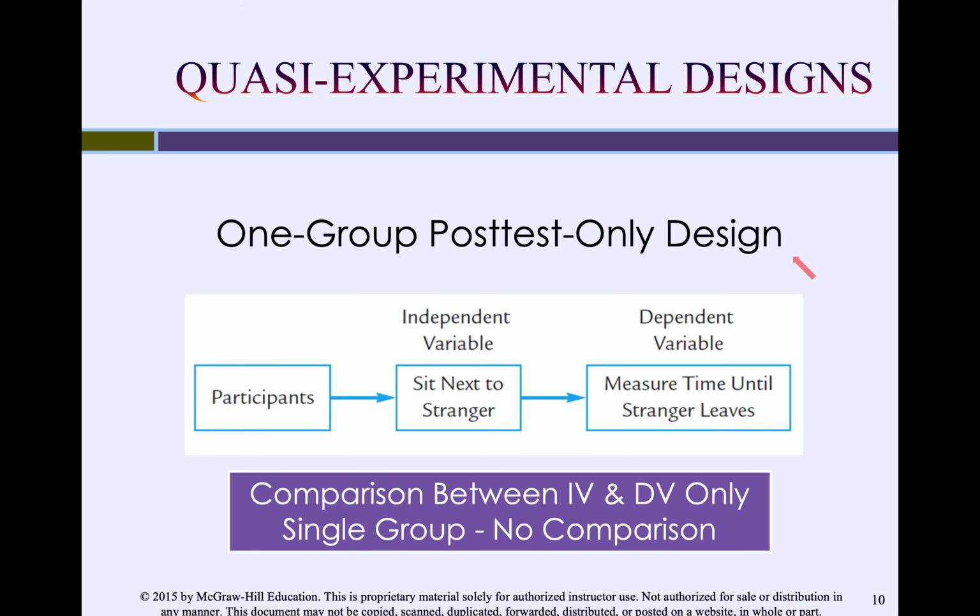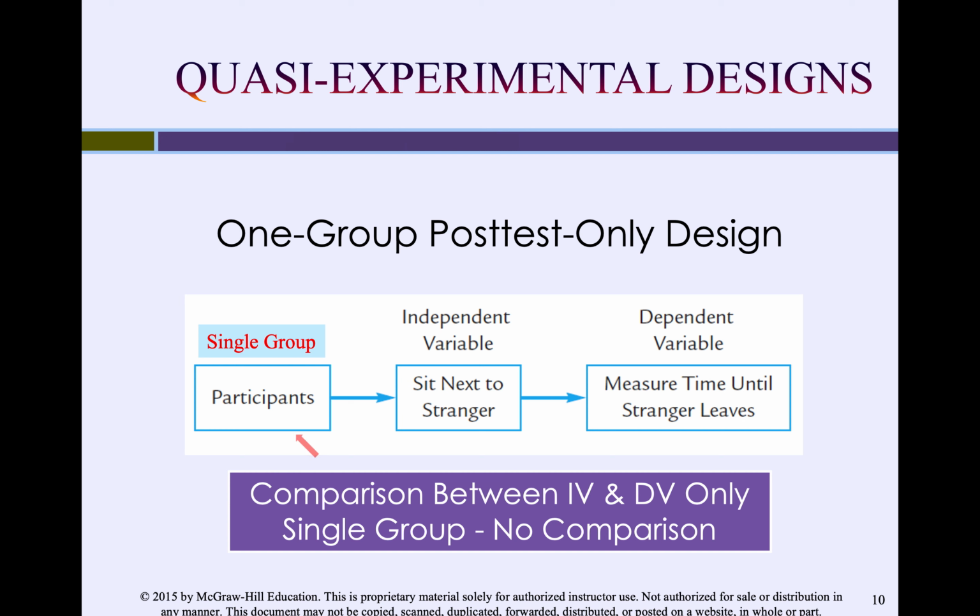Now with quasi-experimental designs, there's a lot of different ways that you can design these. And since you can't randomly assign, sometimes you just have a single group of people. Maybe you're not having two different populations and you're randomly assigning them to two different groups. Sometimes researchers will do something called a one group post-test only design. One group here, again, you only have a single group. You just get one group of participants. You expose them to an independent variable.